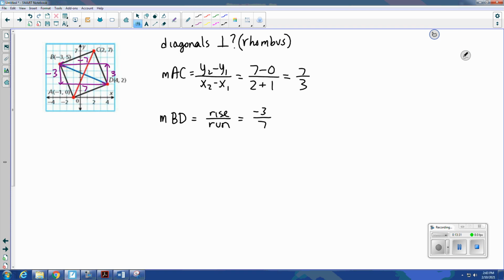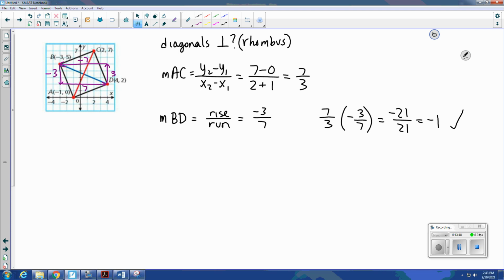So how do we know if these slopes are perpendicular? Well, we've mentioned before that perpendicular slopes will have a product that is equal to negative 1. And that is in fact the case. We get negative 21 over 21, which is negative 1. So check, these are perpendicular.